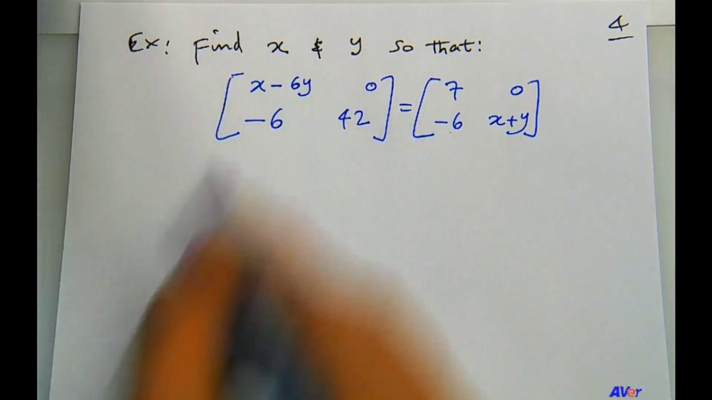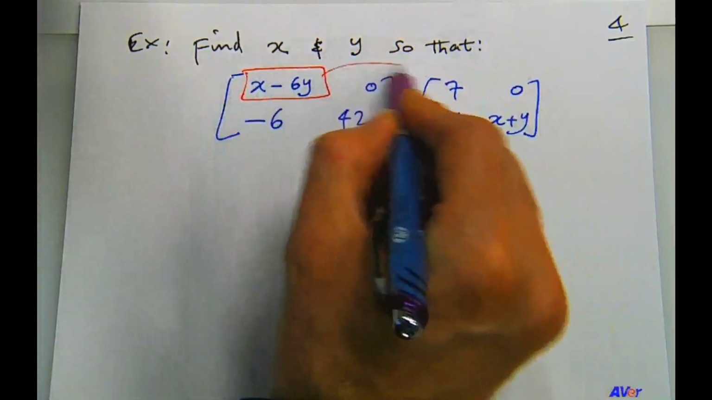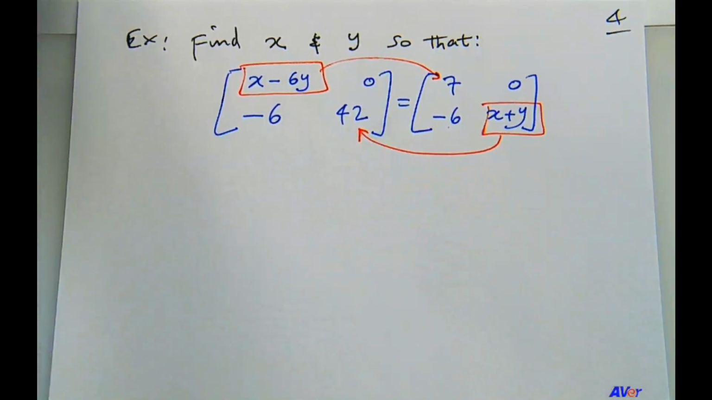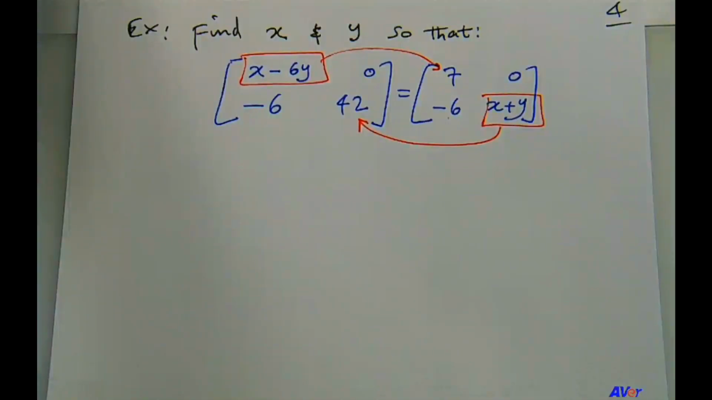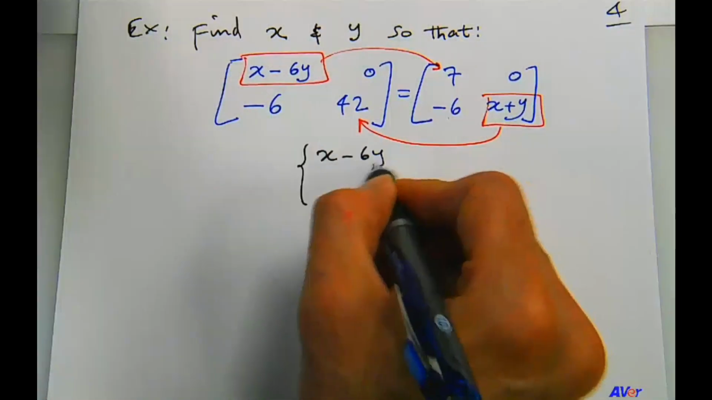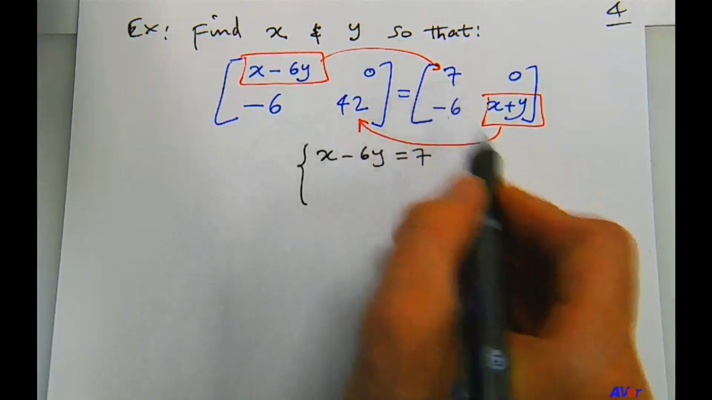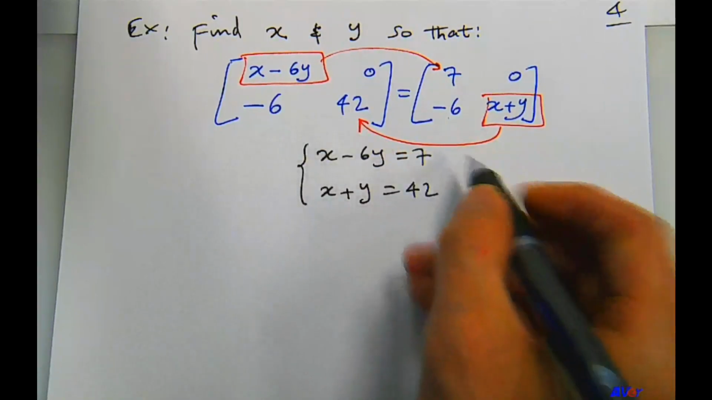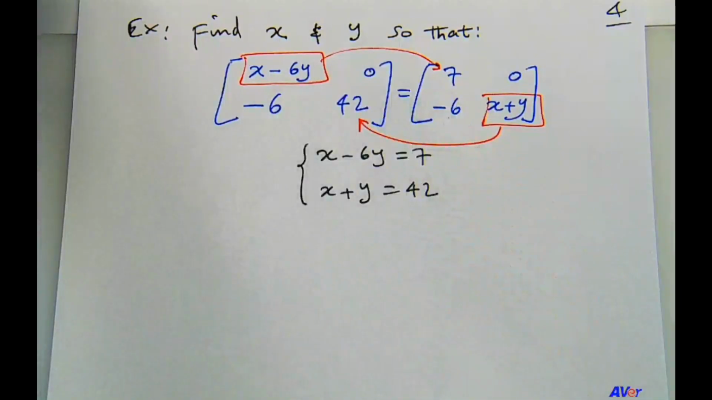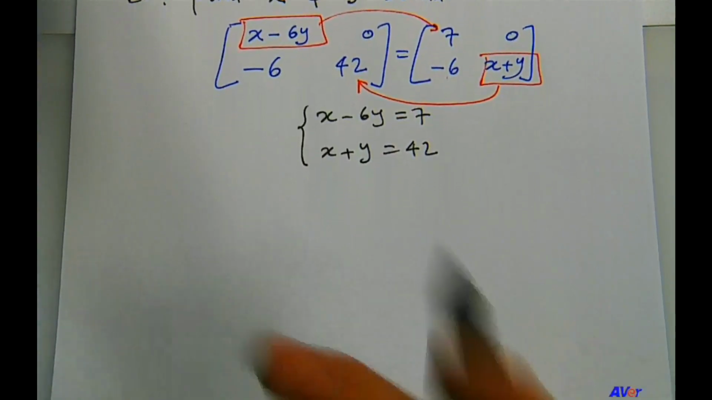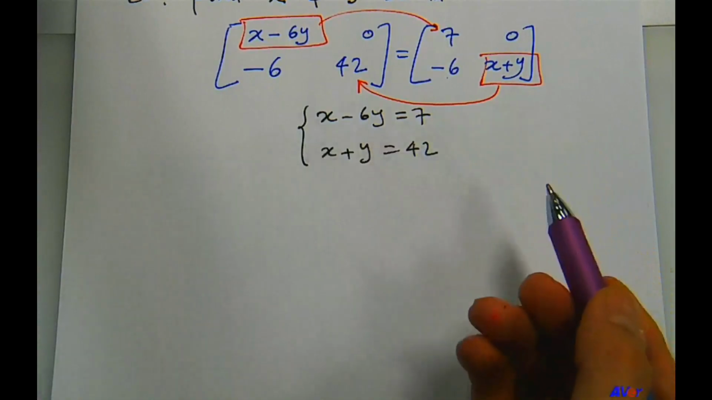Let's set this equal to 7, and x plus y equal to 42. Okay, so we're going to have this system. X minus 6y equals 7. Then x plus y equals 42. If these 2 matrices are to be equal to each other, we must have this system solved for x and y. Okay, so let's do that. This is an easy system to solve.